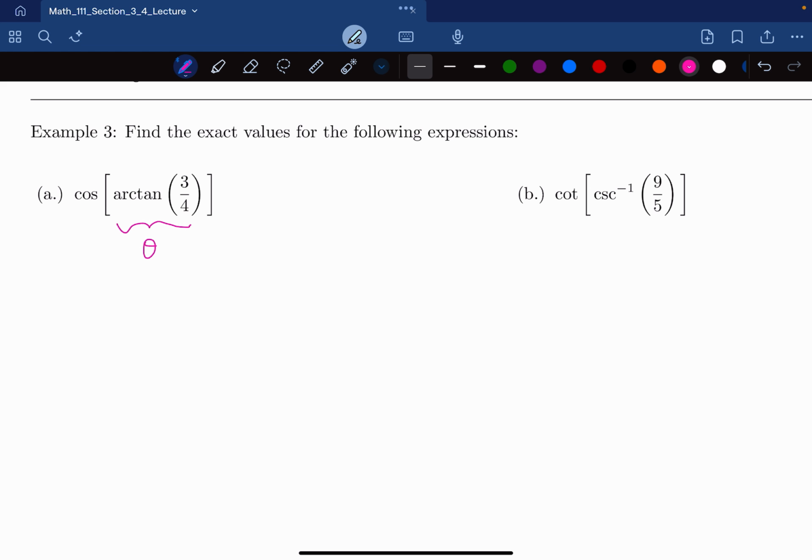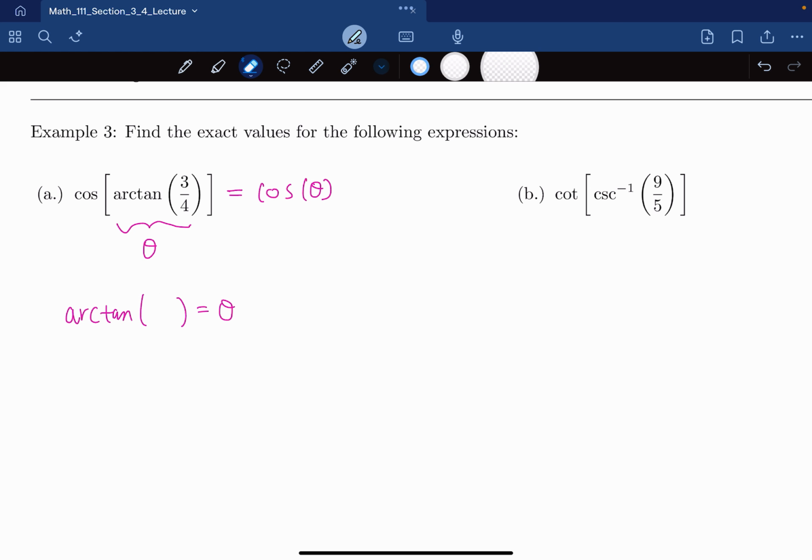Then this problem really just becomes cosine of theta. Okay. Now, I don't have any idea what cosine of theta is. I don't even know what theta is in terms of numbers. But at least that's what the question turned out to be. So now let's work on what theta means. Arctangent of 3 over 4 equals theta.